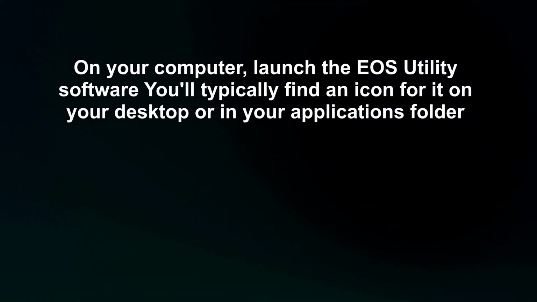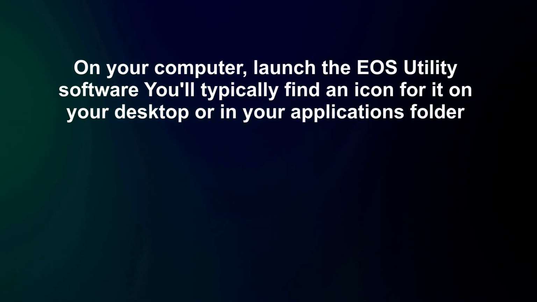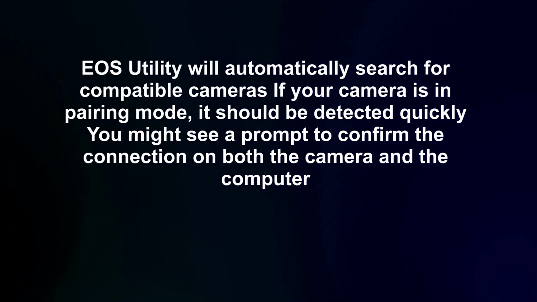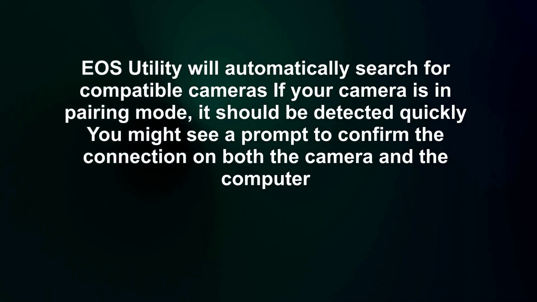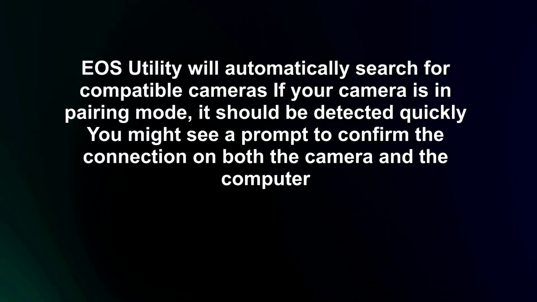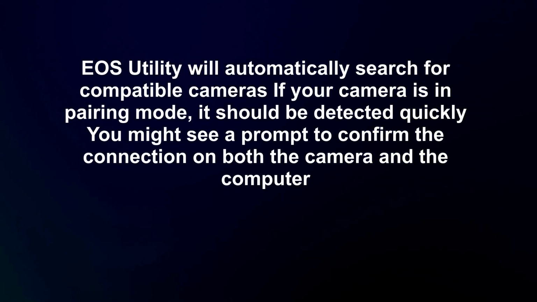On your computer, launch the EOS Utility software. You'll typically find an icon for it on your desktop or in your Applications folder. EOS Utility will automatically search for compatible cameras. If your camera is in pairing mode, it should be detected quickly. You might see a prompt to confirm the connection on both the camera and the computer.